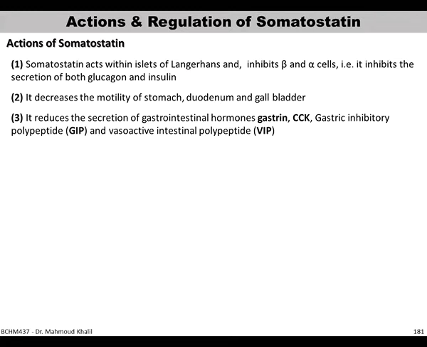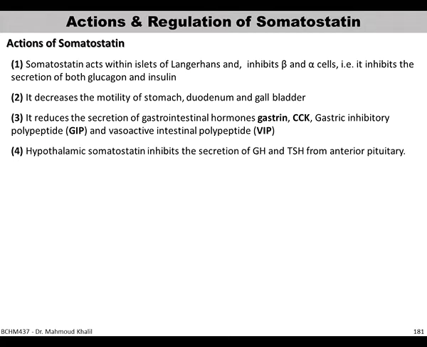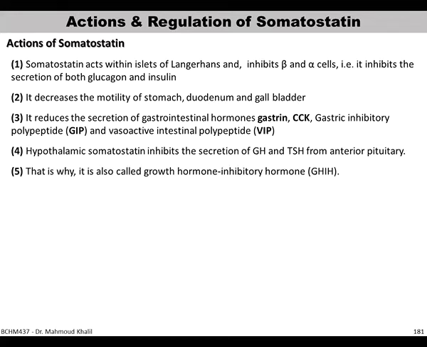And it reduces the secretion of the gastrointestinal hormones gastrin and CCK, as well as GIP, gastric inhibitory polypeptide, and the vasoactive intestinal polypeptide. The hypothalamic somatostatin inhibits the secretion of growth hormone and thyroid stimulating hormone from the anterior pituitary. That's why it is also called growth hormone inhibitory hormone, GHIH. It's another name for somatostatin because it inhibits mainly growth hormone.